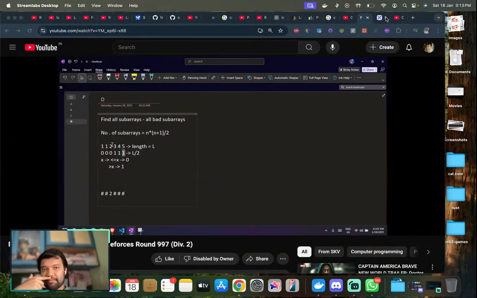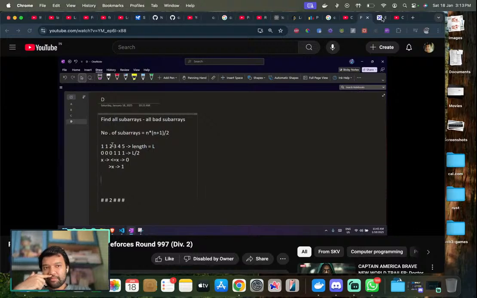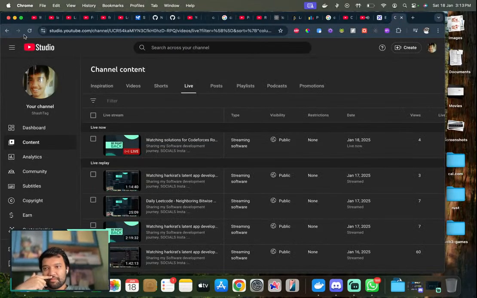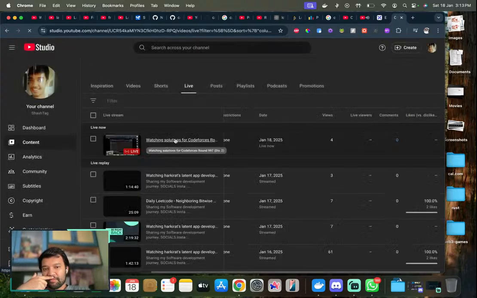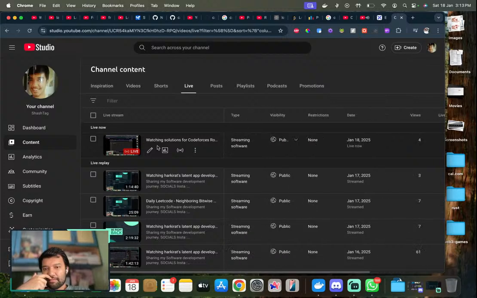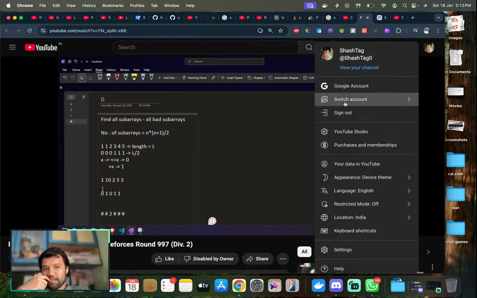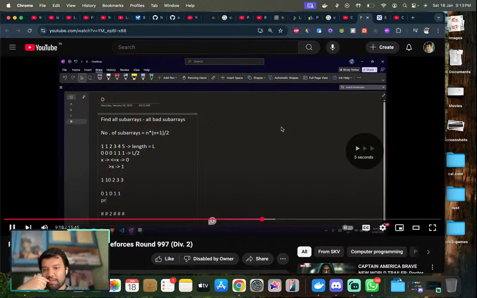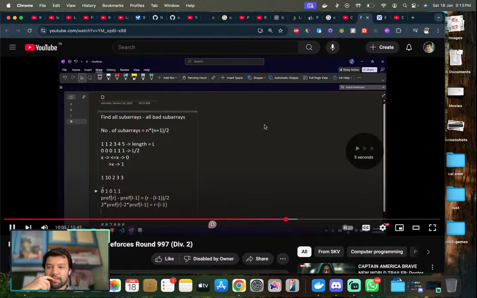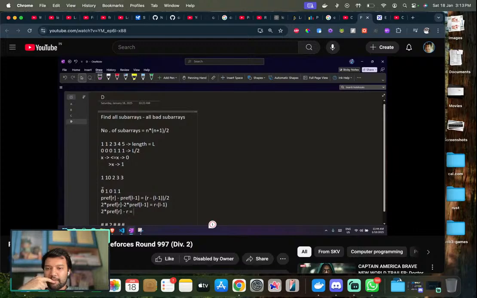First make this array. Let's take this sample and consider element 2. I replace it with 0, then this with 1, this with 0, and then 1 and 1. Now I have to find how many subarrays are bad, like this one, because its sum is 1 and the length is 2. For a bad subarray, the prefix sum satisfies 2 times prefix of r minus r equals 2 times prefix of L minus 1 minus (L minus 1).